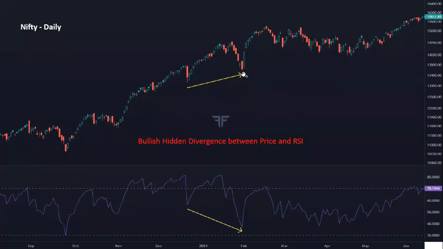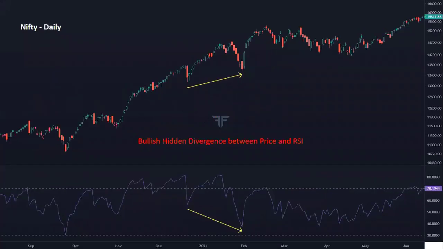And as you can see, when this pattern occurred, the immediately following candle was very bullish, and then price went on to make a new high and continue the uptrend. So typically you will see that whenever a bullish hidden divergence forms between the price and the RSI, going forward in time, the price typically tends to make a new high. So that is how you can capitalize on bullish divergence.